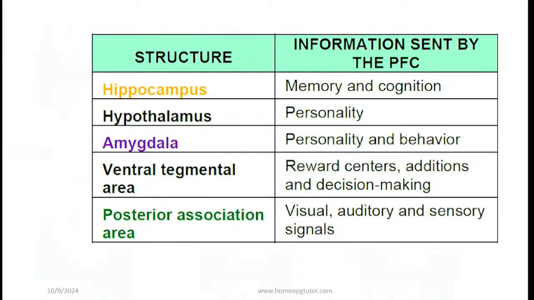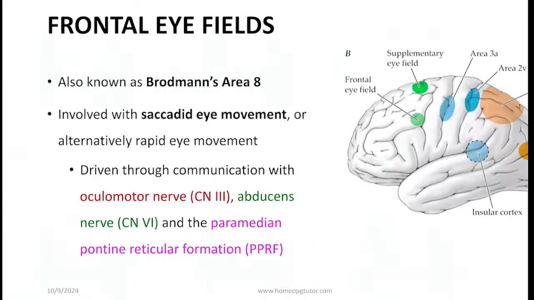Next one, the frontal eye fields. Talking about the frontal eye fields, we have a specific Brodmann area, that is 8. It is involved in saccadic eye movement, rapid eye movements. And the nerves are very important, driven through communication with the oculomotor nerve, the abducens nerve, and the paramedian pontine reticular formation. Okay, paramedian pontine reticular formation. Now that is quite important.